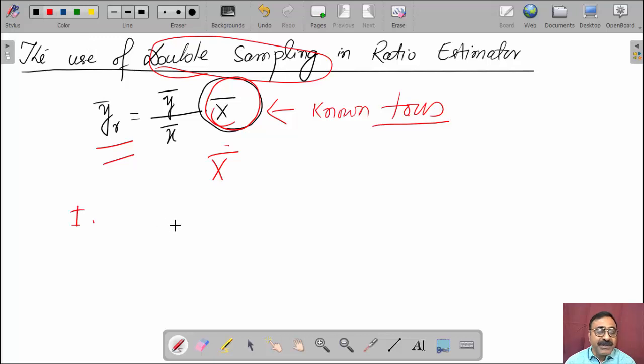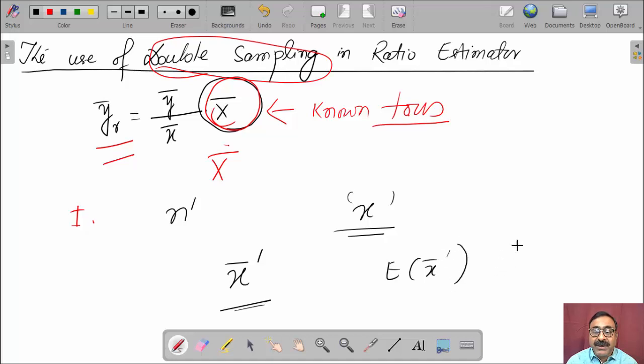One, draw a large preliminary sample of size n' from the population and measure only the auxiliary variable x, so that we can calculate x̄', the mean of this sample, which provides an unbiased estimator of the population mean X̄. That is, expectation of x̄' equals X̄. This preliminary sample is selected to estimate the mean of the auxiliary variable, and this sample of size n' is called the first phase sample.